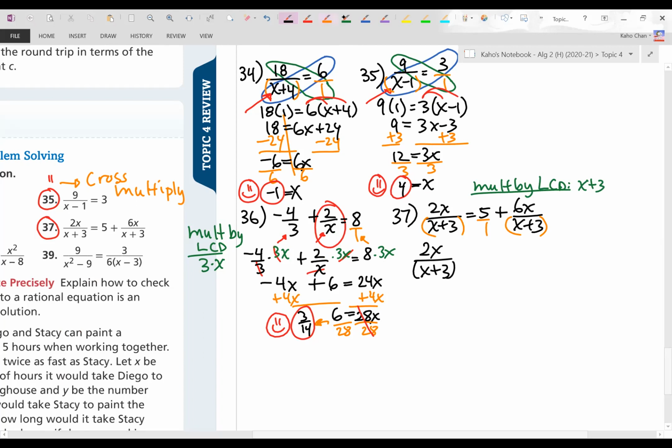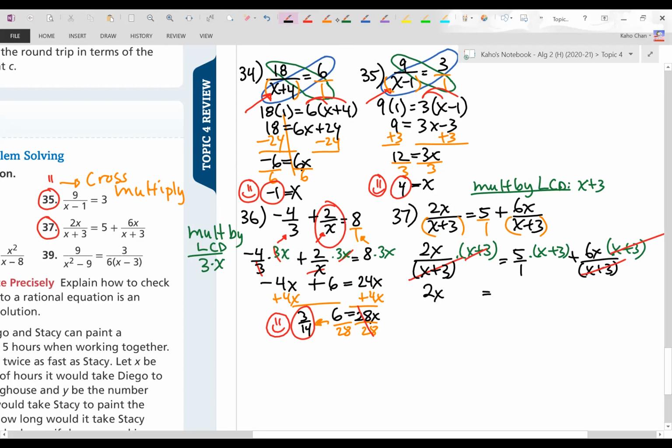First fraction gets multiplied by the x plus 3 in the numerator only. Second fraction, 5 over 1, gets multiplied by the x plus 3. And the third fraction gets multiplied by the x plus 3 as well. And again, you can start seeing ways of canceling this in your head. Very cool. Let's cancel. No more fractions. All right, left side, we have a 2x.